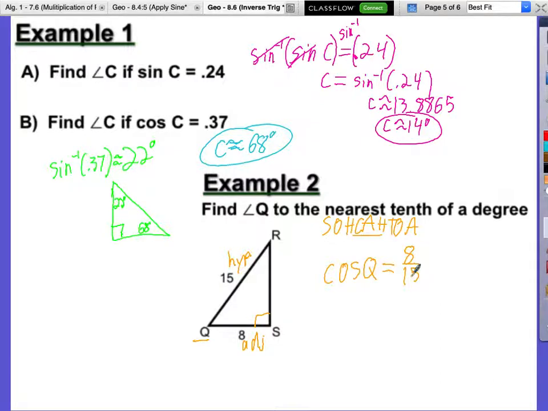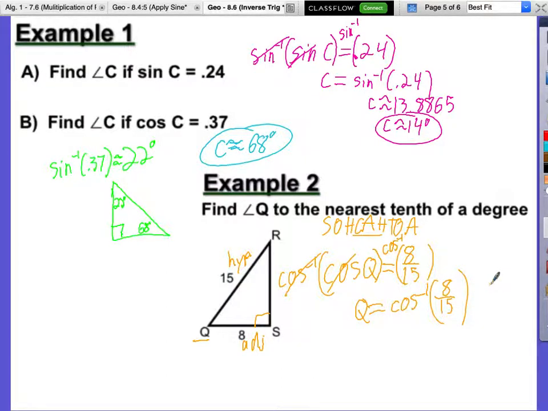Now, how can we get this by itself? We need to get Q by itself. We take the inverse cosine of both sides. We need to undo cosine to get Q by itself. We don't divide by cosine because it's not being multiplied with Q. Inverse cosine and cosine undo each other, so we're just left with angle Q. The measure of angle Q is equal to the inverse cosine of 8 over 15.